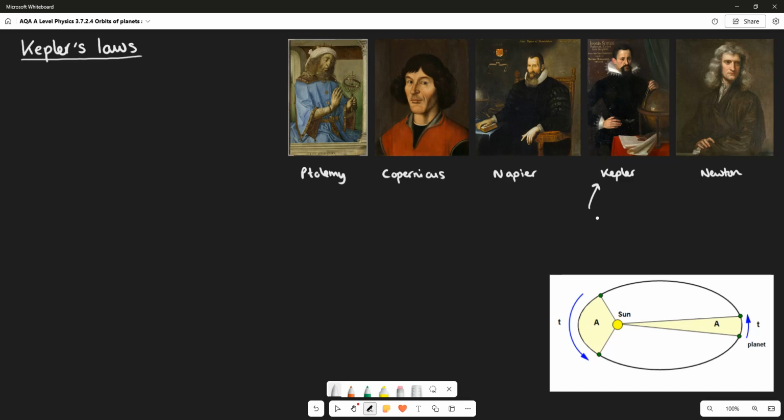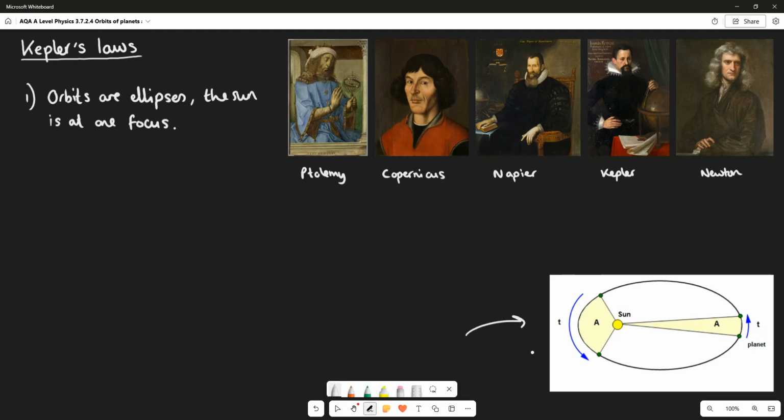Kepler published some of his work in 1609, and he invented Kepler's first and second law. The first law being that orbits are ellipses, and that the Sun is at one of these foci.